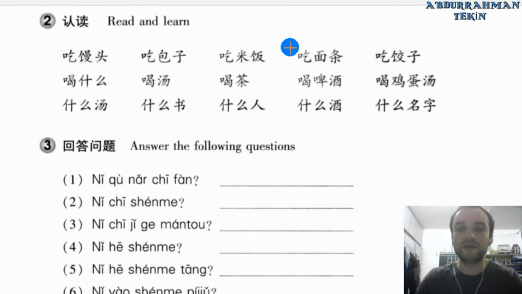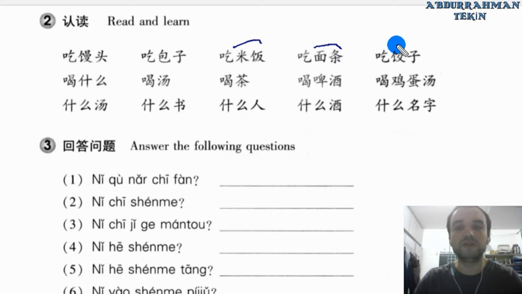And we already learned these characters, and we will read and explain their meanings. 吃 means eat. 馒头, I already showed its picture to you. 吃馒头, eat 馒头. 吃包子, 包子 also, you know that. Eat 包子. 吃米饭, 米饭 means rice. 吃米饭, eat rice. 吃面条, 面条 is noodle.